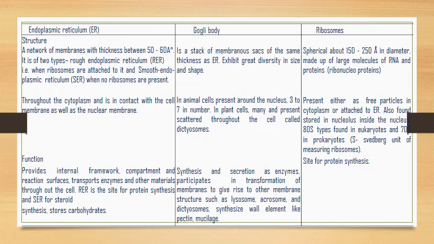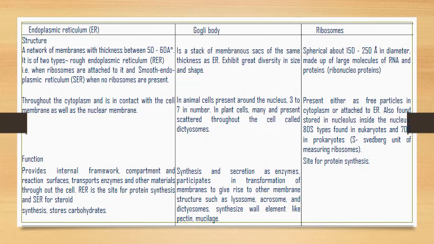Throughout the cytoplasm and in contact with the cell membrane as well as the nuclear membrane. Function: provide internal framework, compartments and reaction surfaces, transport enzymes and other materials. Throughout the cell, RER is the site for protein synthesis and SER for steroid, यानी रफ एंडोप्लाज्मिक रेटिकुलम जो है वहाँ प्रोटीन सिंथेसिस हो रहा है और जो स्मूथ है वहाँ पे स्टीरॉइड बनके तैयार हो रहा है. Store carbohydrates.